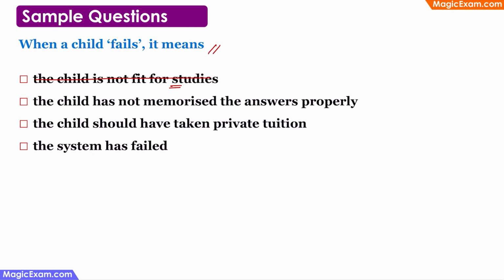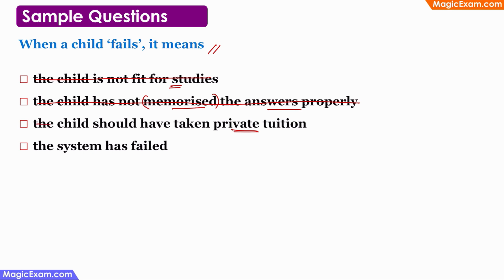The child has not memorized the answers properly. Now, memorization, that is rote memorization, is not the correct way to learn. And even if the child has not memorized the answer, the child should have understood the answer. Right? So here, memorization is not important. Therefore, this cannot be the correct answer. The child should have taken private tuition. Now, everybody can't afford private tuition. So the child should be learning in school and not in private tuition. If this was the case, then all children would just be going to private tuition and nobody would go to school. Right?